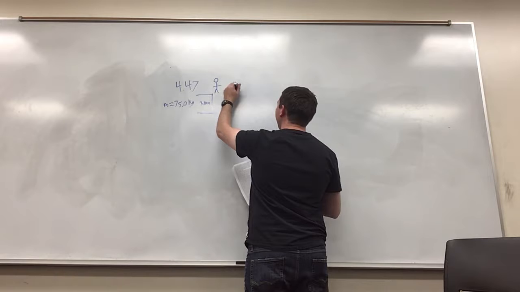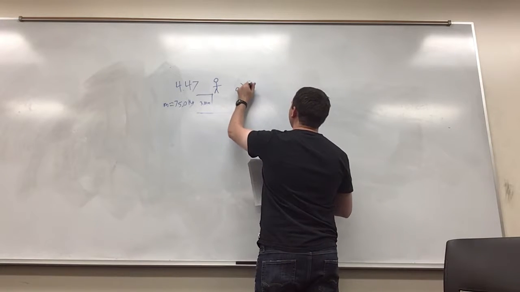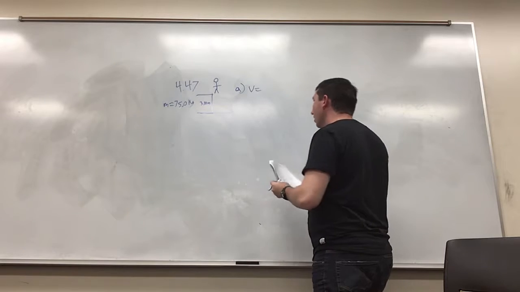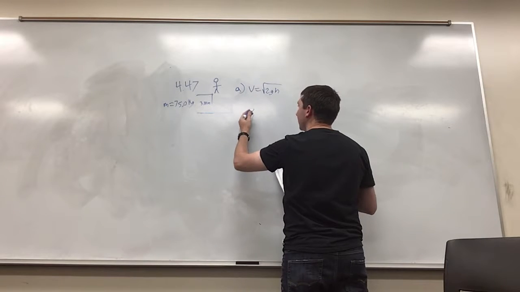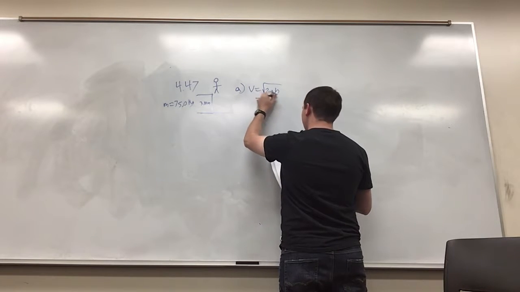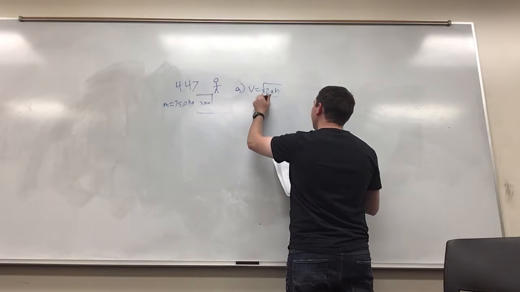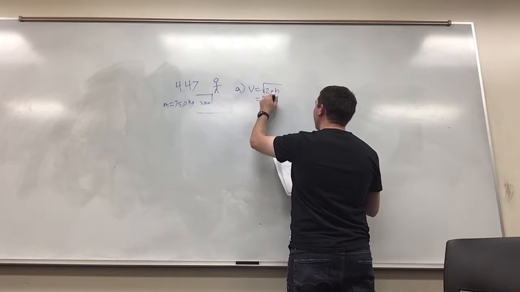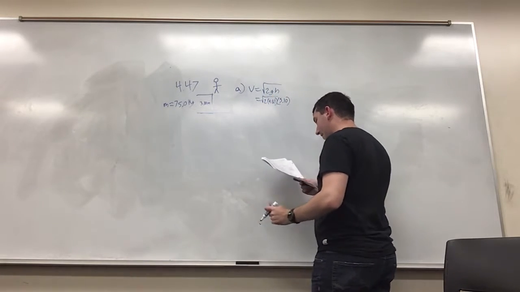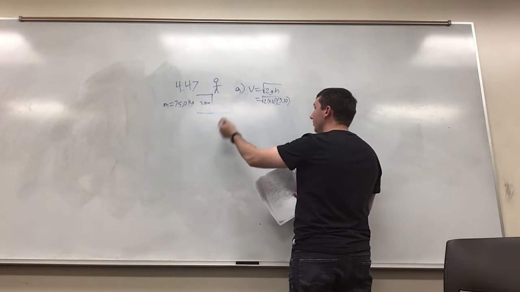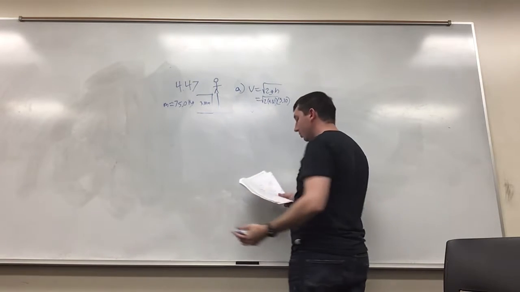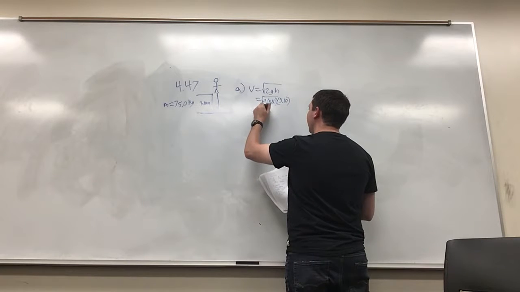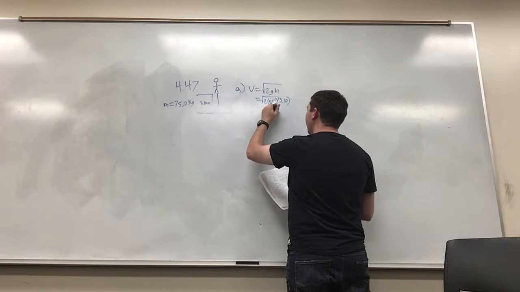So for part A, we're going to use the formula: the velocity is equal to the square root of 2 times gravity times the height. So 2 times 9.81 times 3.10, and that'll give us his velocity as he goes down. And so his velocity, when you do the math, comes out to 7.8 meters per second.